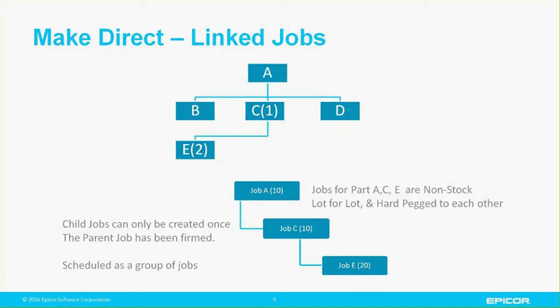Once the make-direct job links have been established, scheduling can schedule the group of jobs as a single entity. As a result, if the job for part E moves out due to either a material or a capacity constraint, the jobs for C and A would be automatically pushed out as well. On completion, the used-on part is transferred from its job to the parent job without going in or out of stock.